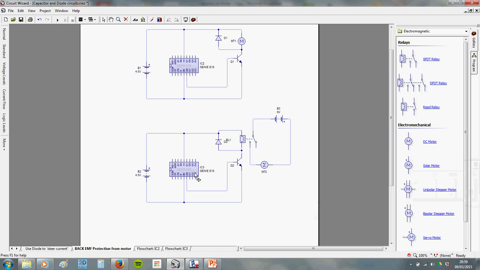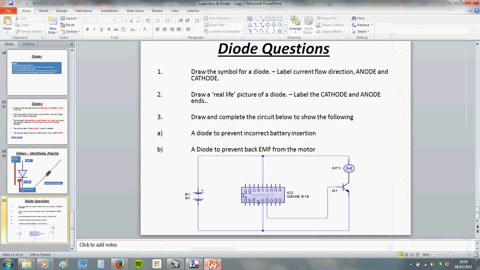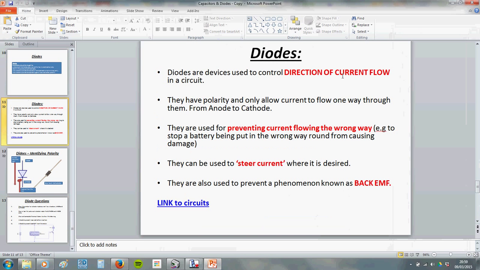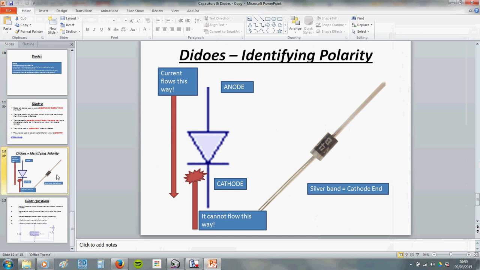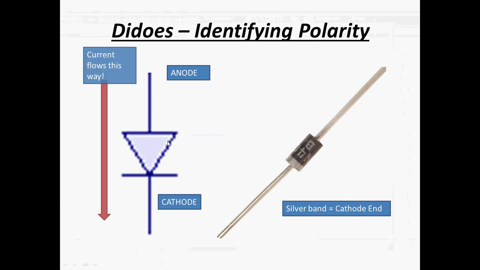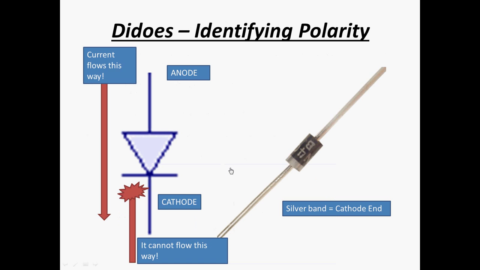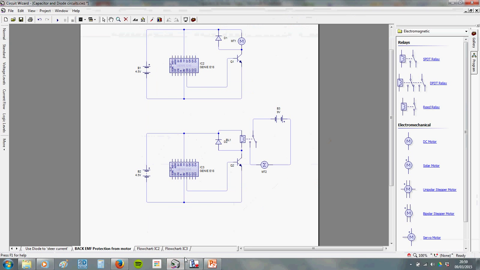I've got 30 seconds, so I can sum it up. Here we go. Diodes, one-way devices. They have an anode and a cathode. They look a bit like that. Here we go. You can use them to protect against back EMF as per the circuit.